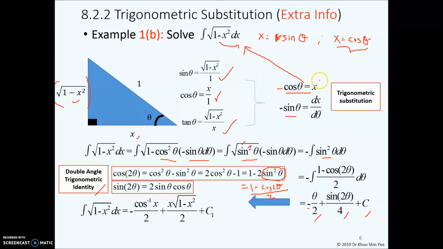And we back substitute since your x is equal to cos angle, right? So your angle will be equal to inverse cos of x. So we can substitute inside, you get the first term, inverse cos x. For the sine 2 angle, okay, it is equal to 2 sine angle cos angle. So your sine angle is this, you can substitute inside, and your cos angle is this, x. So after you substitute, you divide it by 4, you should be able to get this term. And don't forget your constant.